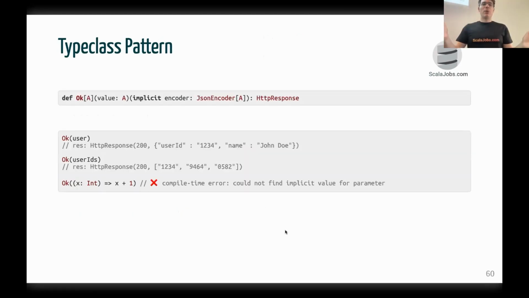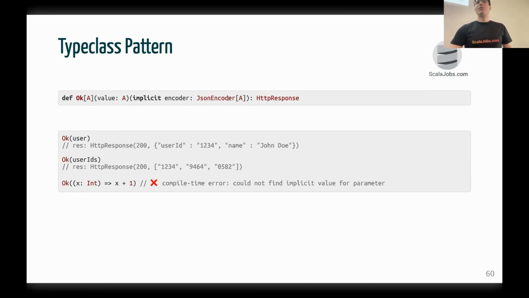So now let's summarize the thing. We have our method that takes this implicit encoder. Now we can call it with almost everything that is serializable to JSON, and we don't need any custom import. It just works fine. And if we call it with something that is not serializable to JSON, we get a compile time error. So it's exactly what we wanted.